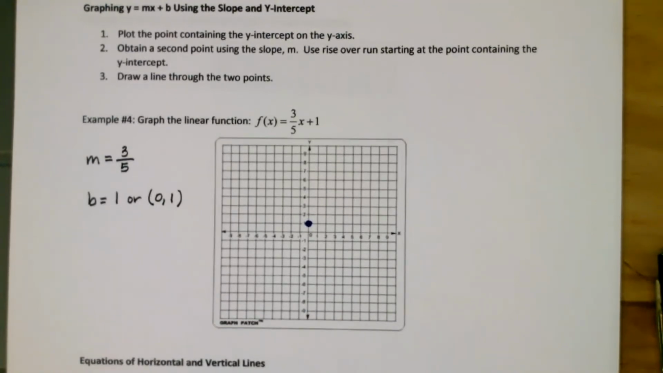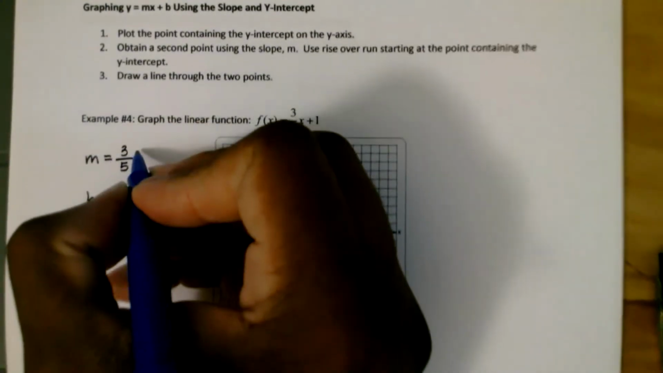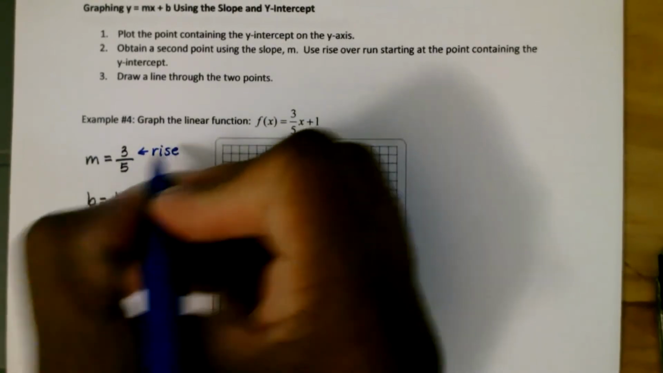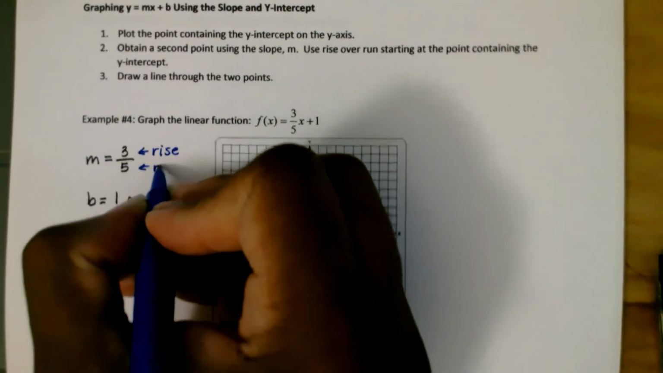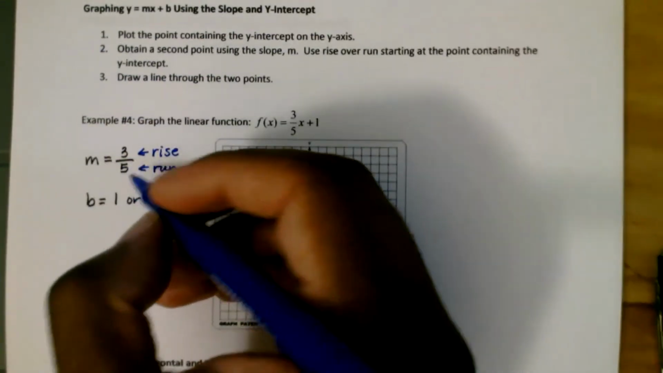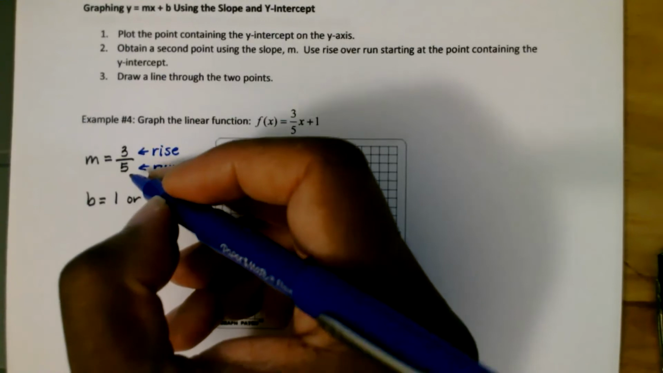Now the slope is 3/5. So here we're going to use the concept of rise over run. The numerator is going to be the rise, and the denominator is going to be the run. Now keep in mind, if your slope is a whole number, you need to put that whole number over 1 to identify the rise and the run.